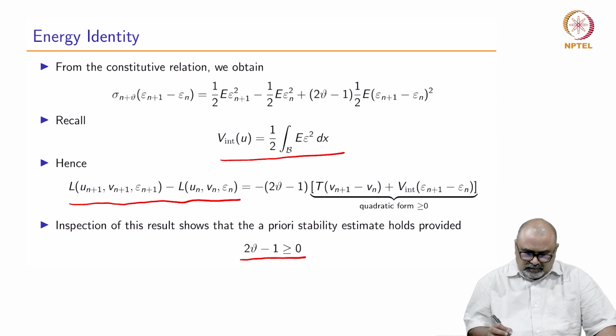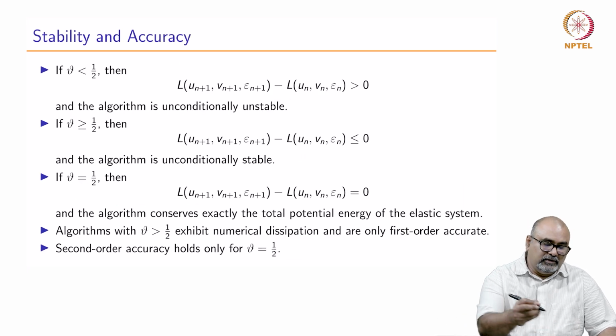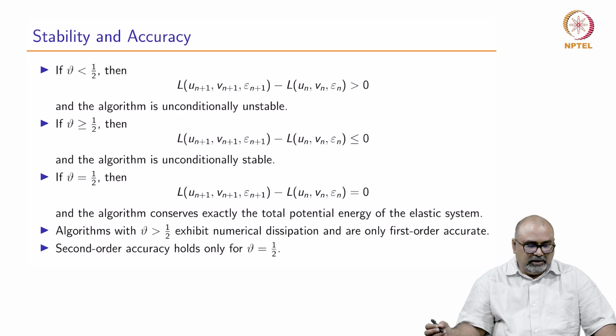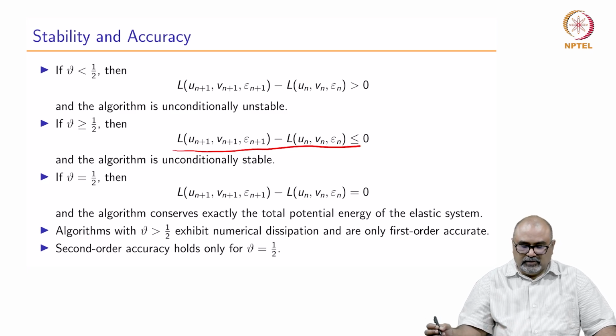So, the inspection of this result shows that the a priori stability estimate holds when 2V minus 1 is greater than or equal to 0, where V is the step that we are going to use. So, when V is greater than or equal to half, then L of U n plus 1, V n plus 1, epsilon n plus 1 minus L of U n, V n, epsilon n must be less than or equal to 0. The algorithm is unconditionally stable.